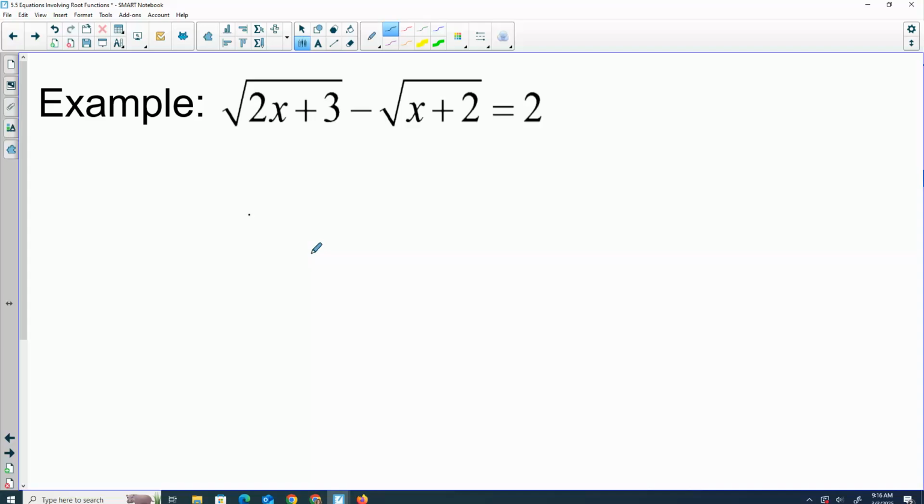What would I do first? Any thoughts? How is this one different? Well, they're not the same thing under both radicals. So we have more than one radical, which we've seen before, but I don't have a radical on both sides. So when we have these, I told you we want to isolate a radical. We want to get rid of one at a time. So let's get one of these radicals by itself to start.